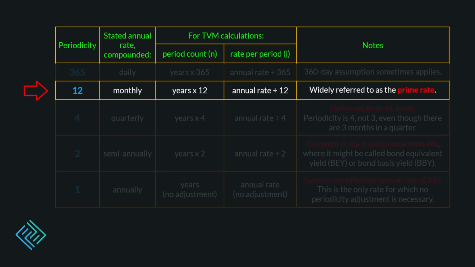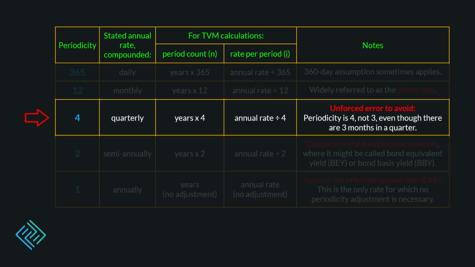Very common in personal finance situations is a stated annual rate compounded monthly, which means obviously that the periodicity is 12. In these cases, N the period count is calculated as years times 12, and the rate per period, which is also the rate per month, would be the annual rate divided by 12. This particular rate is widely referred to as the prime rate.